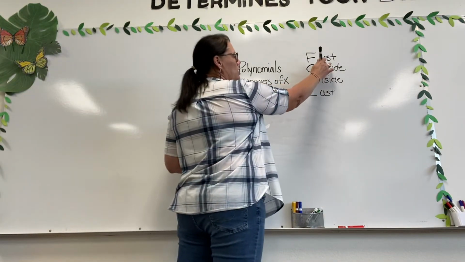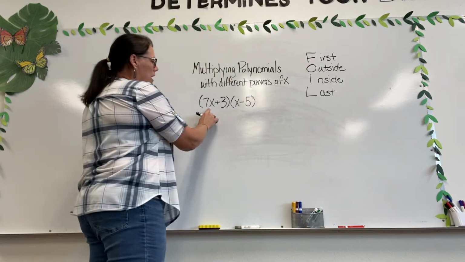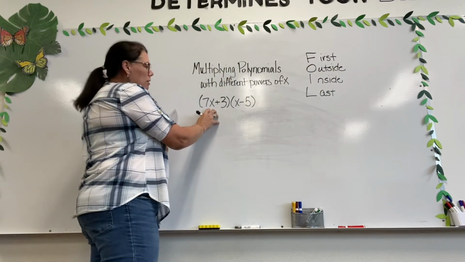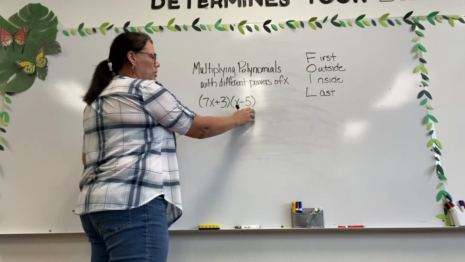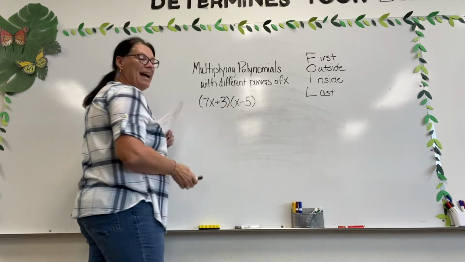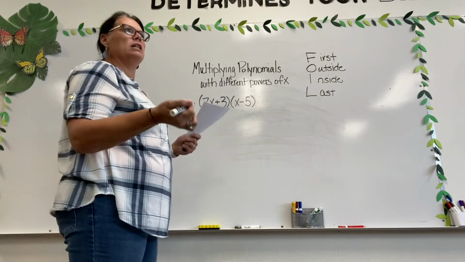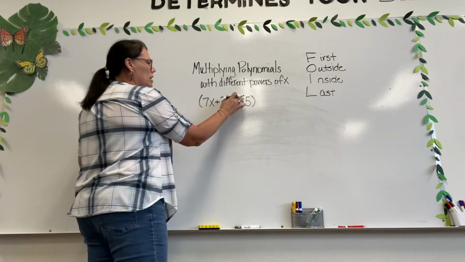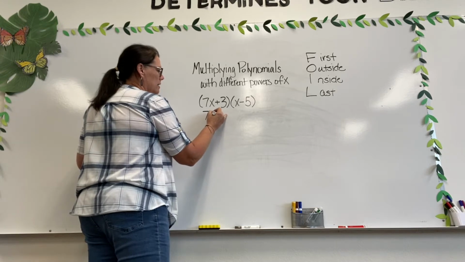The first step is the F, the first. You take the first part of this equation and you multiply it by the first number in this part. So it's going to be 7x times x. And you know when you multiply x's, you get a squared. If both are just x, then you get 7x squared.